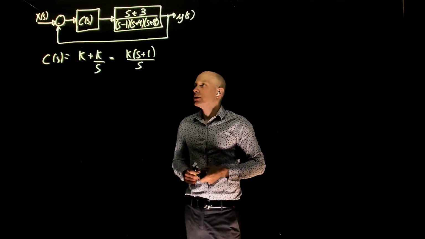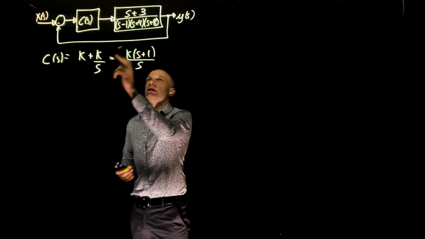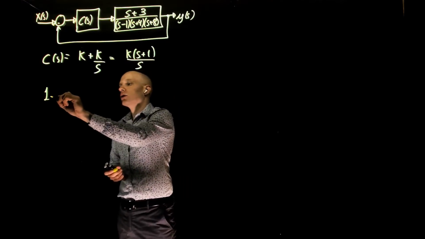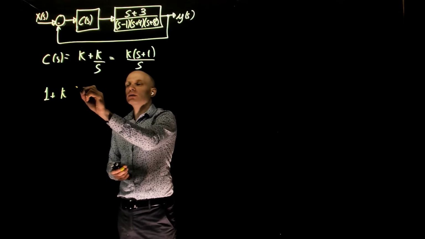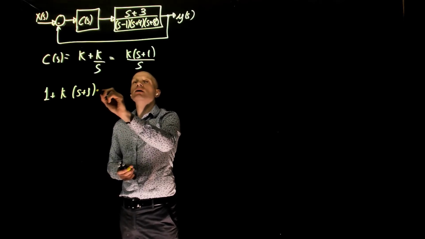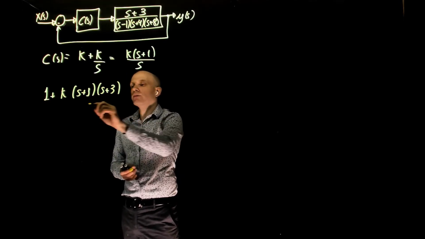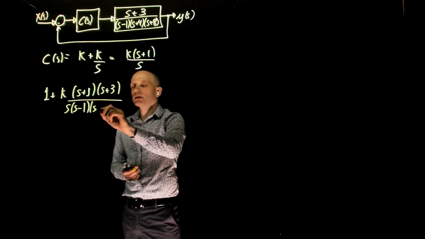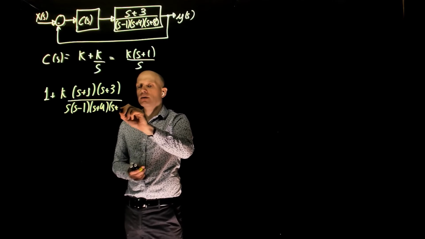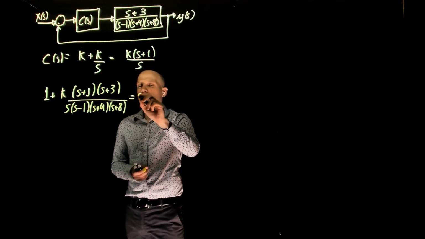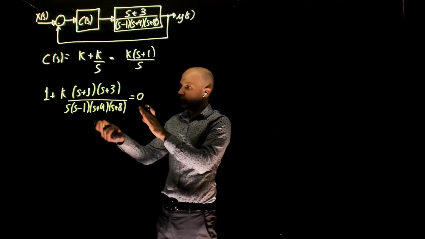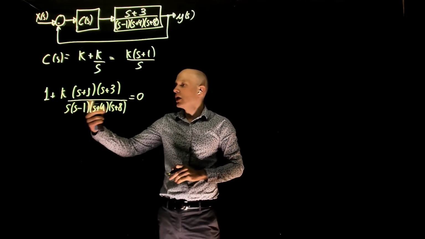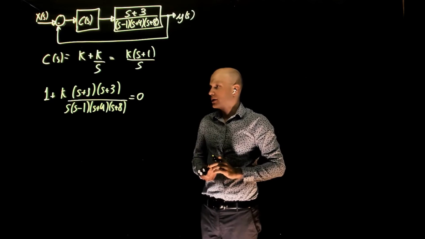Starting by finding the characteristic equation, we can get simply C times the plant transfer function plus 1 equals 0. And that is 1 plus K times (s plus 1)(s plus 3) over s(s minus 1)(s plus 4)(s plus 8) equals 0. Luckily, this is the exact form we need for root locus analysis: 1 plus K times a function of s.